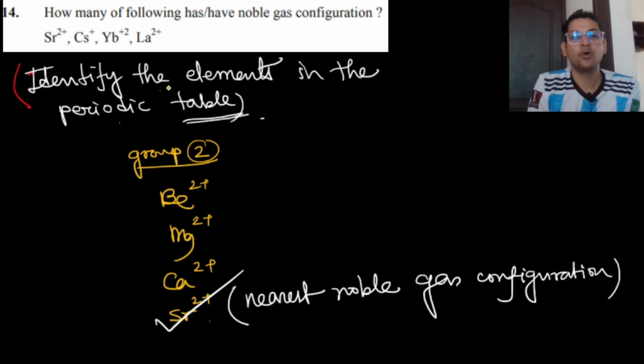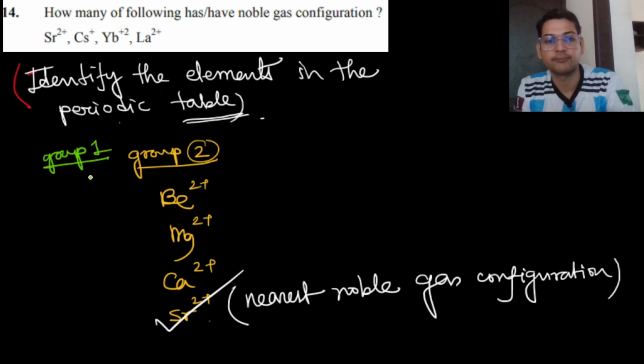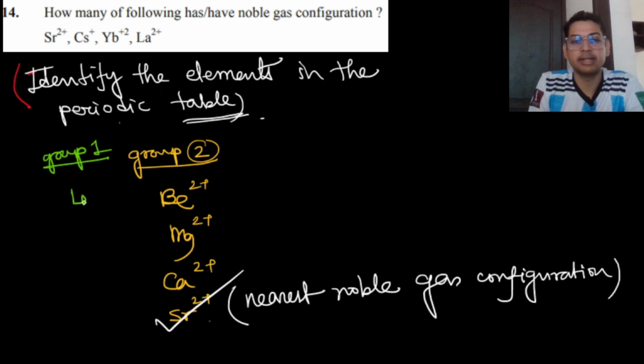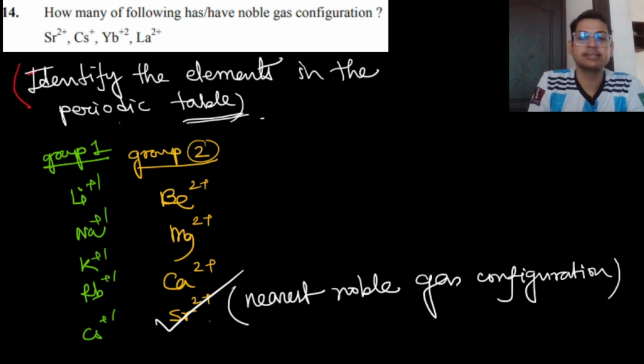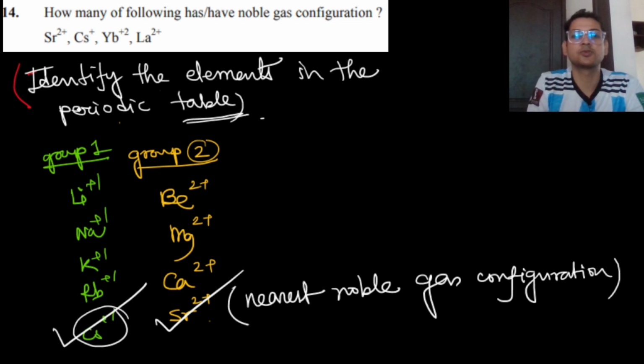Yes, very good. Okay, then sir, Cs+, where is Cs? Write group 1. What you are having? Lithium, sodium, potassium, rubidium, cesium. They show +1 oxidation state, because that is the nearest noble gas configuration. So Cs+ is also my answer.